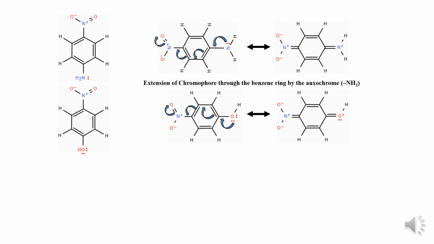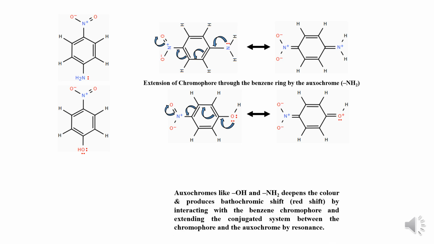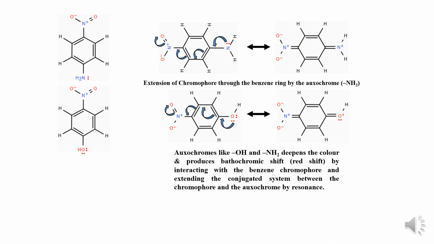So in case of para-nitrophenol, you find the auxochrome group to be the OH group, where you find two lone pairs of electrons on the oxygen atom, which is getting delocalized into the ring by resonance. And this leads to extension of the conjugated system. So the auxochrome OH is present in the phenylephrine drug, and the auxochrome, that is the NH2 group, amino group, is present in the local anesthetic drug procaine.